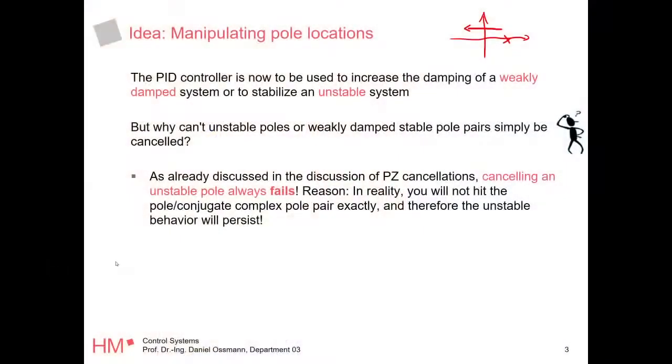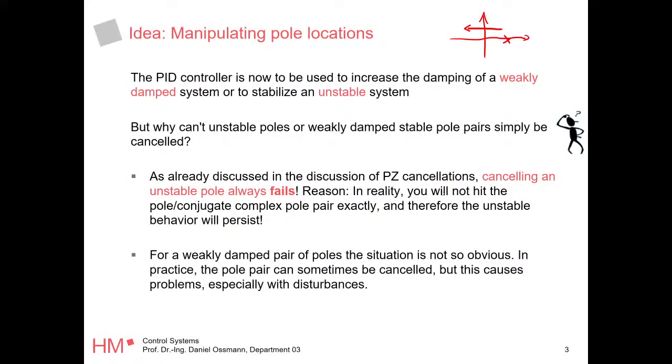So this is the idea, because canceling is not a good idea. So it's not a good idea to cancel it simply out of the equation. So much for the unstable pole. However, what happens is, why shouldn't we now cancel this pole pair, right?